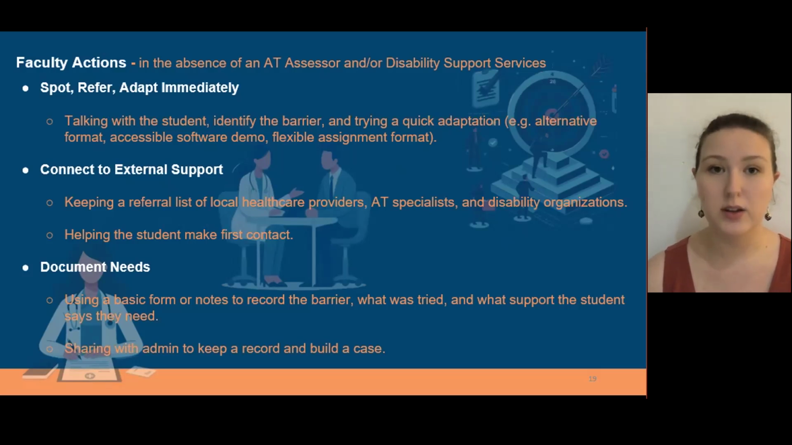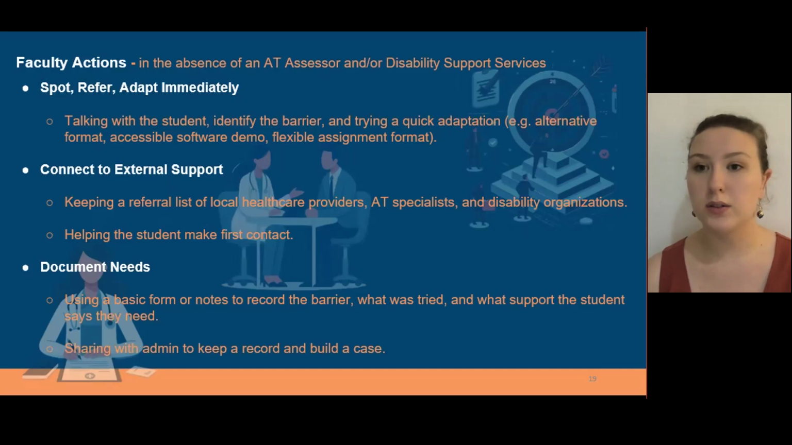Connecting the student then to external support, keeping a referral list of local healthcare providers, AT specialists, and disability organizations outside of the institution. And this, depending on the country and the institution or the city, may be found in various locations. There may be a website with such a list at the Ministry of Education website, or it may be accessible and findable on other websites and online platforms. And then helping the student to make first contact with these local healthcare providers or specialists.